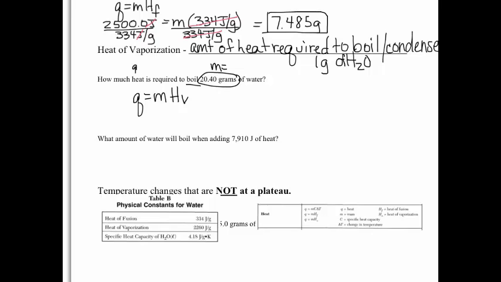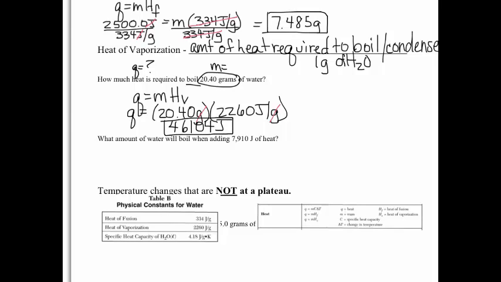Okay, we're looking for Q, or heat, and we need HV. HV, if you remember, is the heat of vaporization, which is expressed in Table B as 2,260. So we'll substitute those in: 20.40 grams, and then HV from Table B is 2,260 joules per gram. Again, our grams cancel out, leaving our units being joules. We multiply those two numbers, and you get 46104 joules.